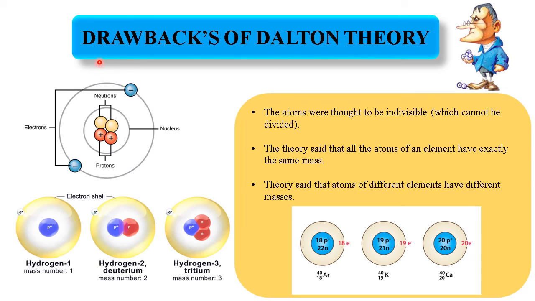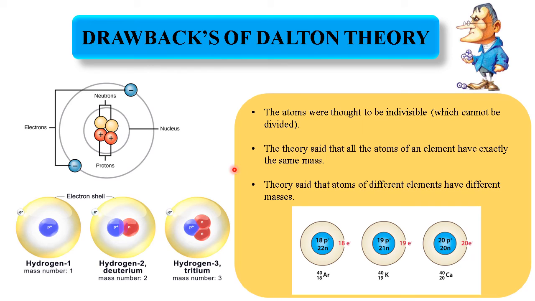Lastly, if we look into the drawbacks of Dalton's atomic theory, there are three drawbacks. One of the major drawbacks of Dalton's atomic theory of matter is that atoms were thought to be indivisible. But now we know that under special circumstances, atoms can be further divided into still smaller particles called electrons, protons, and neutrons. So, atoms are themselves made up of three particles, namely electrons, protons, and neutrons.